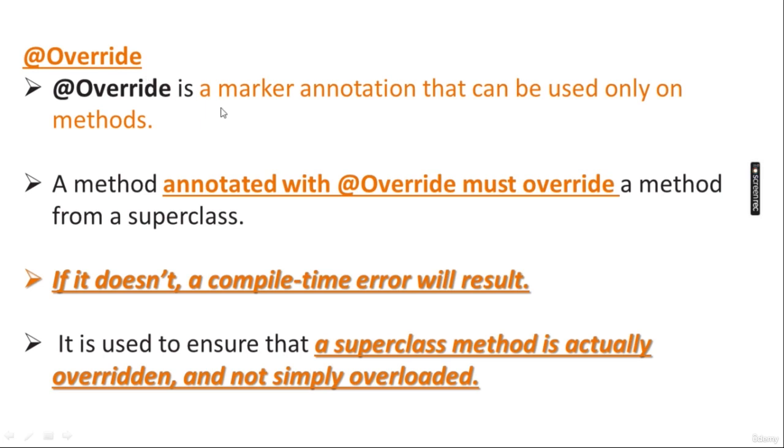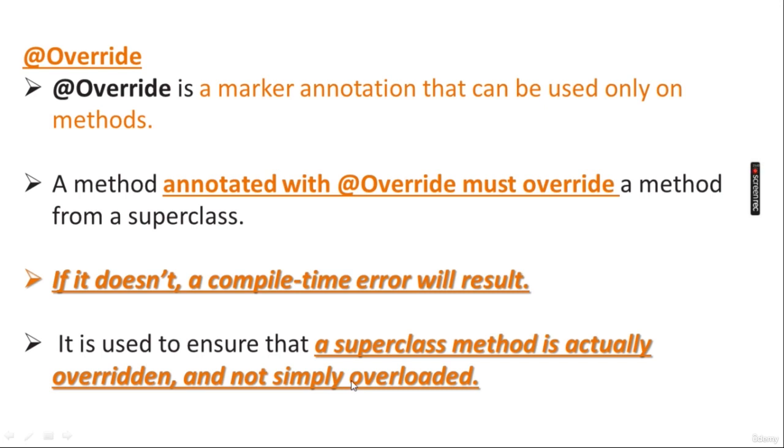First is @Override. It is a marker annotation that can be used only on methods because methods can be overridden. A method annotated with @Override must override a method from a superclass. So whenever you provide Override, it is compulsory that you override a method from its superclass, and if you are not overriding, it will give you a compile time error. It is used to ensure that the superclass method is actually overridden and not simply overloaded.